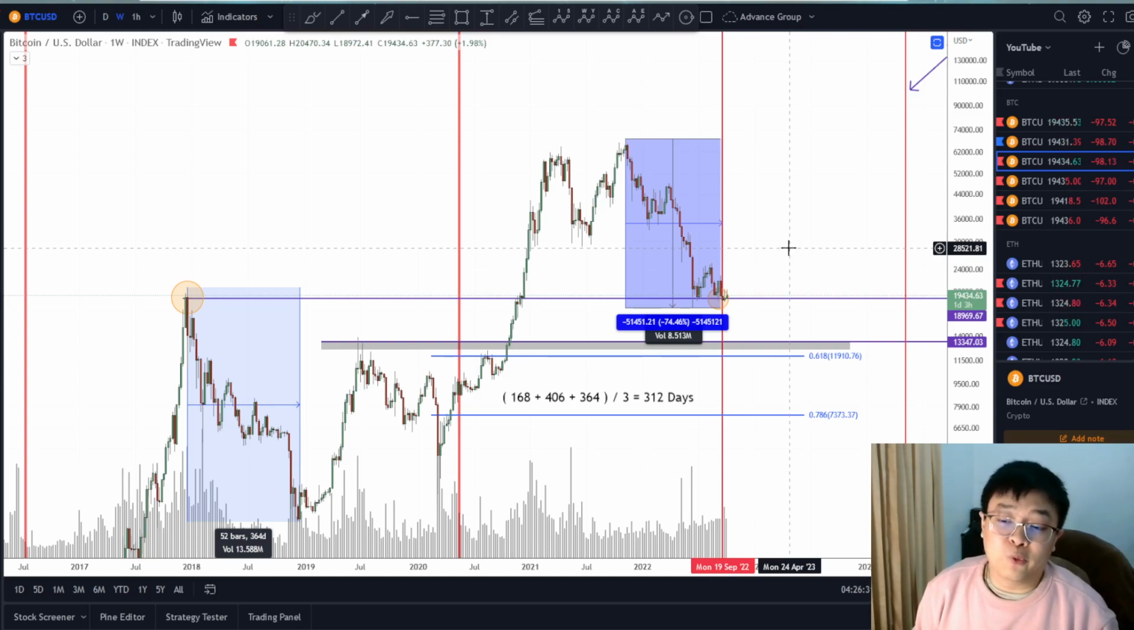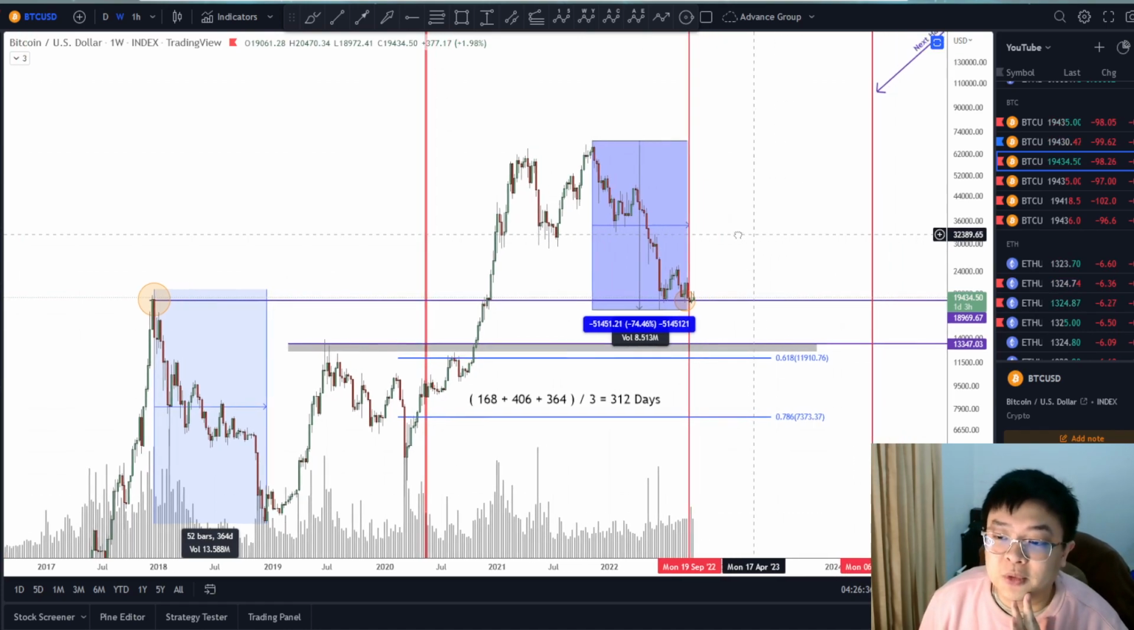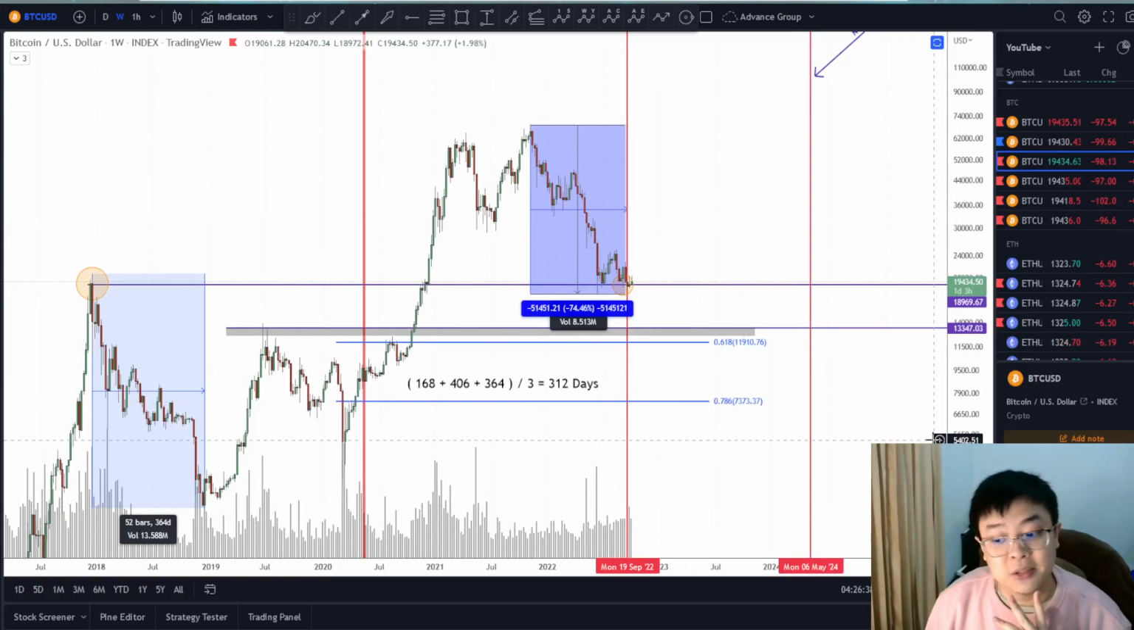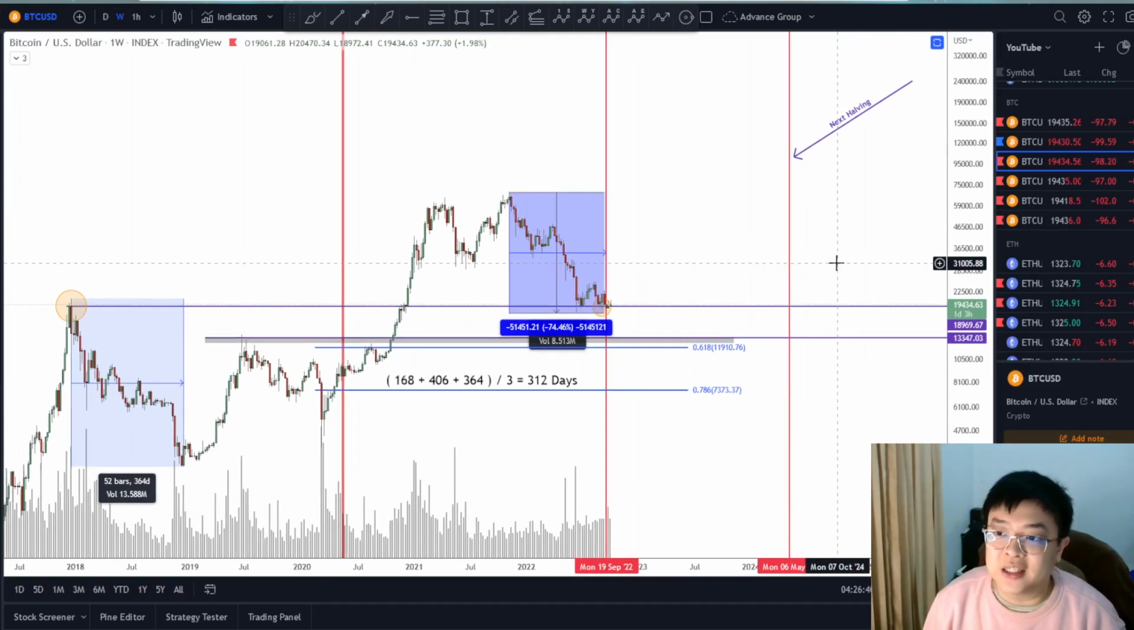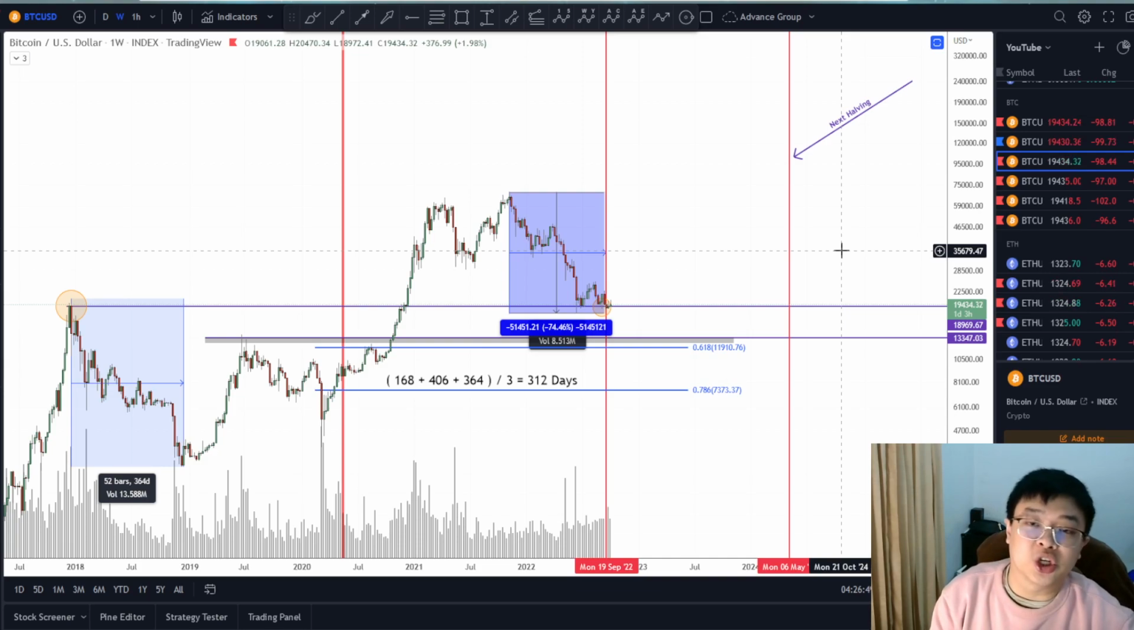So if we want to see the rally happen again, at least the minimum time that we need to wait is around 6 May 2024, because it's the next halving of Bitcoin. But the problem is, can we solve the problem, especially the hyperinflation that's happening in the European Union and also in the US itself, because Russia and Ukraine are disturbing the stability of the supply chain right now.